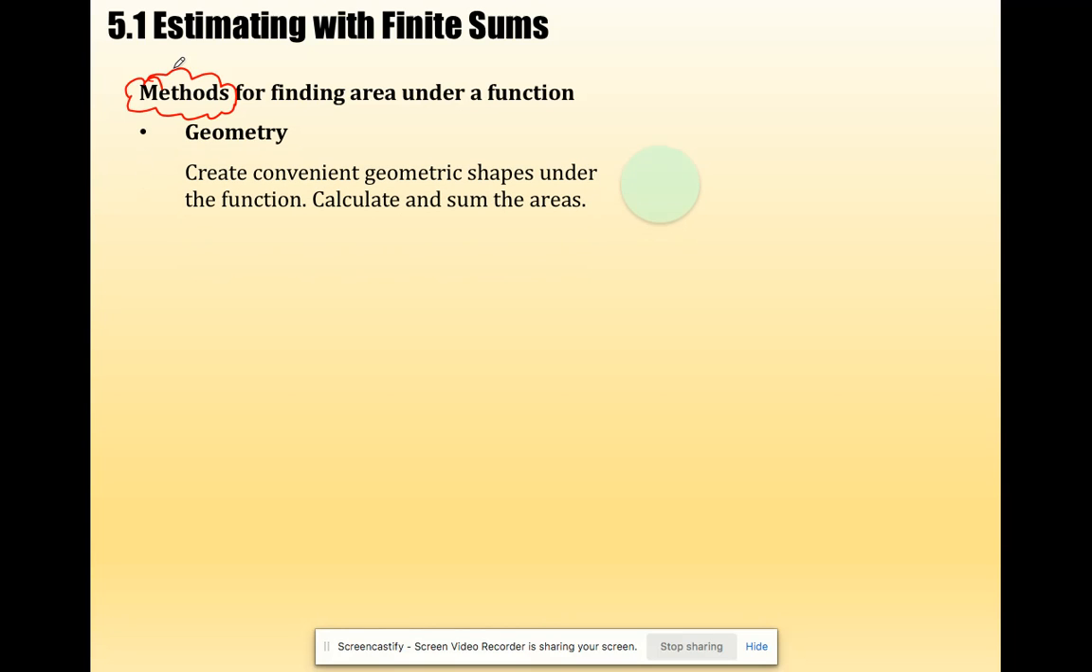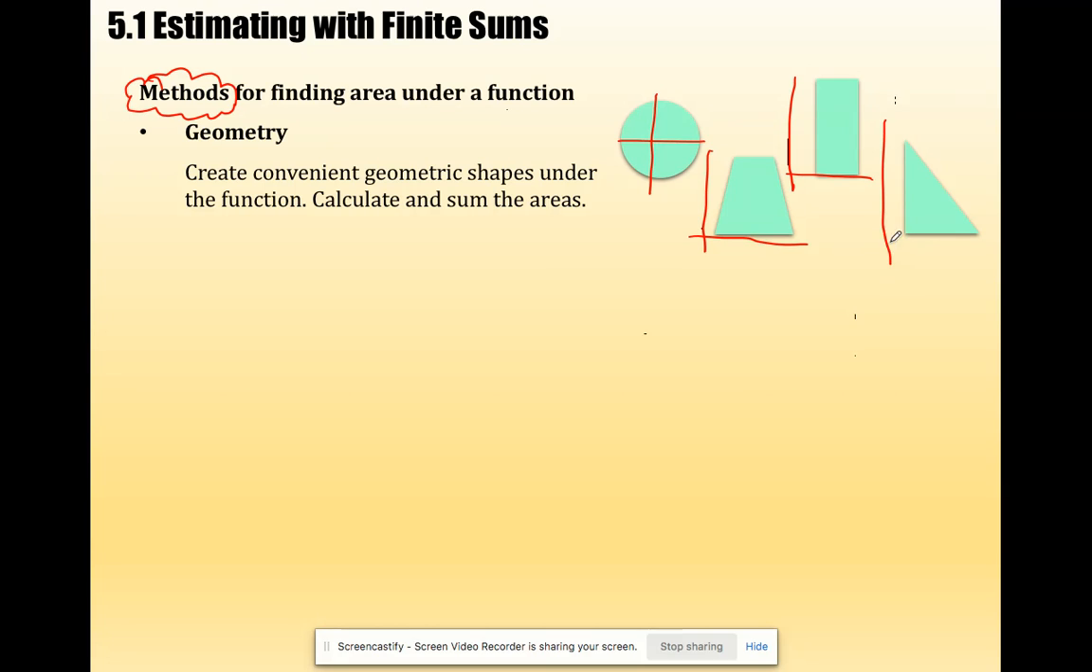Believe it or not, geometry. Sometimes, even on a coordinate system, I have a circle. Sometimes I have a trapezoid. Sometimes I have a rectangle. Sometimes I have a triangle. If I have any of those shapes on the coordinate system and I recognize that, I can find the area.